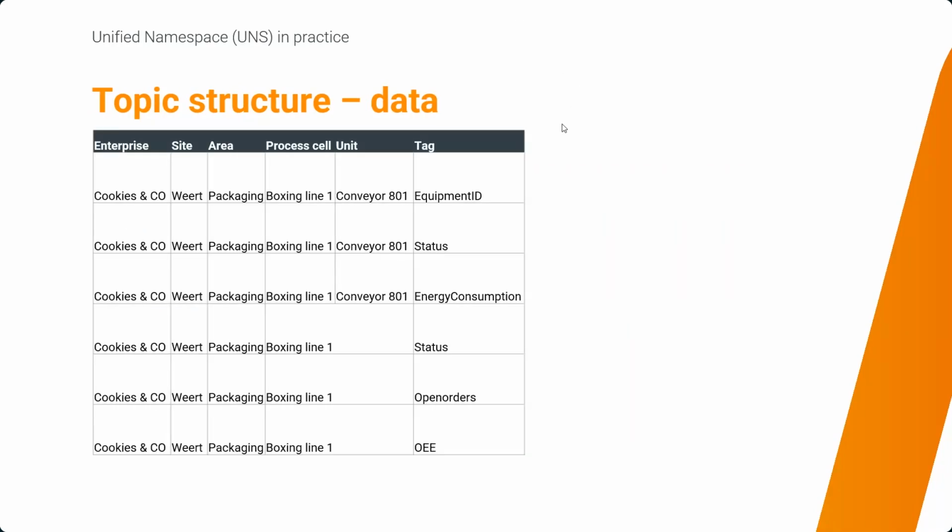So if we take a look at, let's say, a cookie factory, we have a factory called Cookies & Co. It's the enterprise. It has a site here located in Weert, and it has different areas. One of the areas that we are interested in, in this case, is the packaging area. And the packaging area consists of a process cell, which is a boxing line. The boxing line is responsible for boxing, of course, the cookies in carton. The boxing line also has a unit in there, which is a conveyor. It's one of the conveyors of the boxing line.